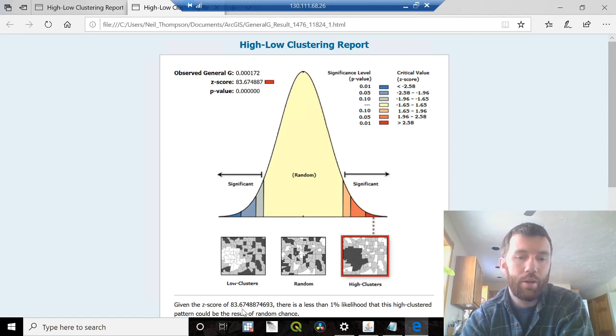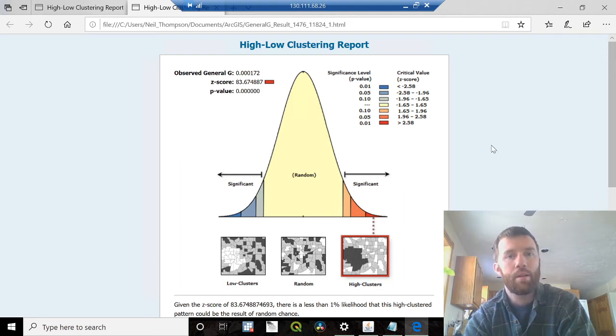So given the z-score of 83.67488744693, there is a less than 1% likelihood that this high clustered pattern could be the result of random chance. That means there is a pattern that you need to explain. And in our situation, it's pretty obvious that the people are living in cities, and there's higher population densities in cities. That's not a very mysterious result.